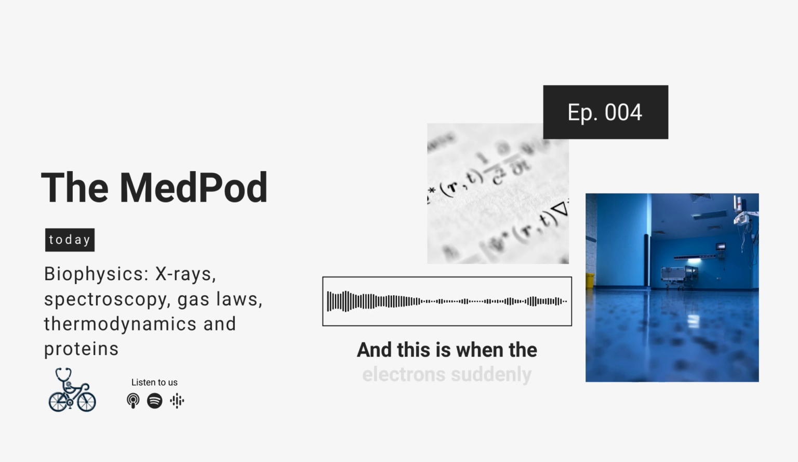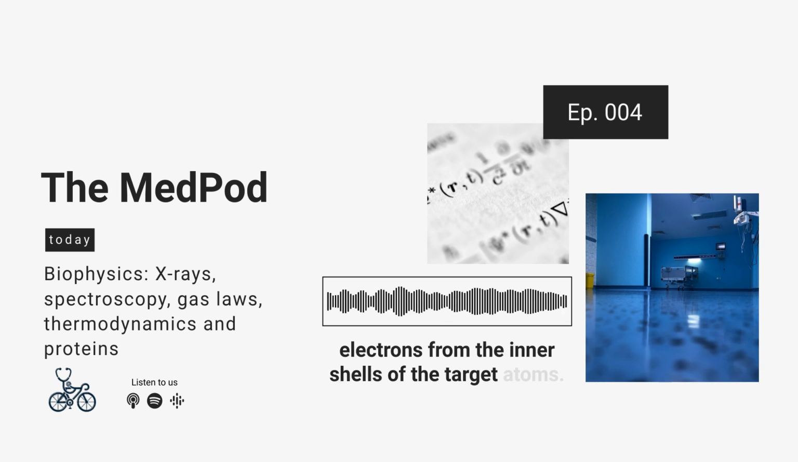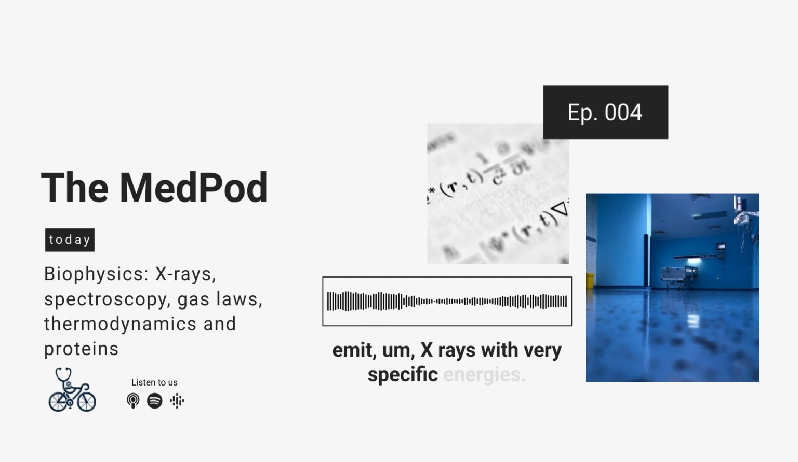and this is when the electrons suddenly decelerate upon hitting the target, releasing their energy as X-rays with a range of energies. And then there's characteristic radiation, which happens when the incoming electrons knock out electrons from the inner shells of the target atoms. When those gaps are filled by other electrons, they emit X-rays with very specific energies.